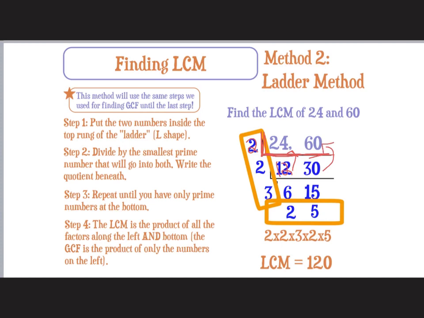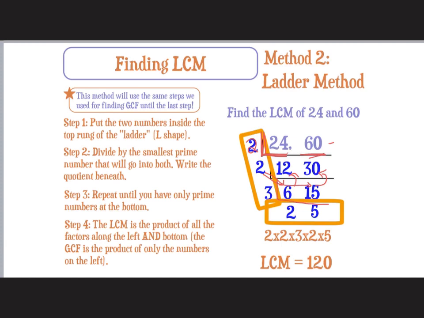So now, does 2 go into 12 and 30? Why, yes, it does. 2 does go into 12 and 30. 2 times 6 is 12. 2 times 15 is 30. Another way of looking at it is 12 divided by 2 is 6. So I put that there. 30 divided by 2 is 15. So 6 and 15, are those prime numbers? They are not prime numbers yet, are they?